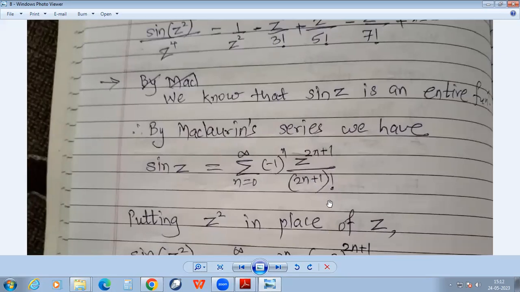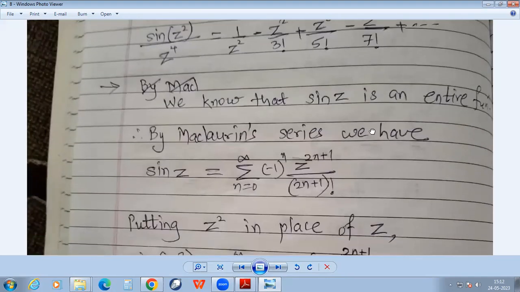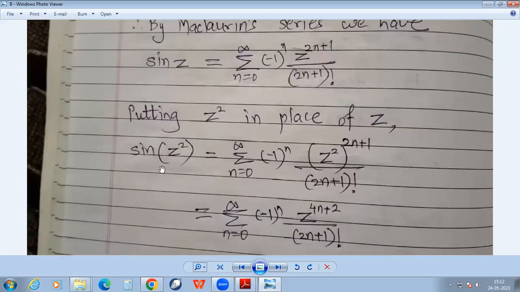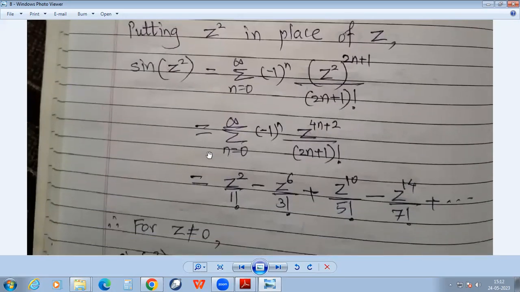Now we want to find out sine of z square. So we are replacing z by z square, and the output is this one. We know laws of indices, twice of 2n plus 1 will give us 4n plus 2. And once we expand it, putting the values of n starting from 0 onwards, we will get this series. Now, this is valid throughout the complex plane.